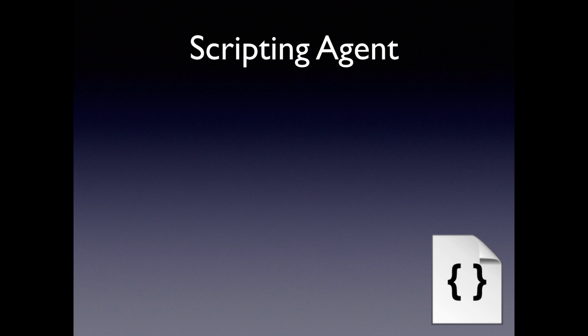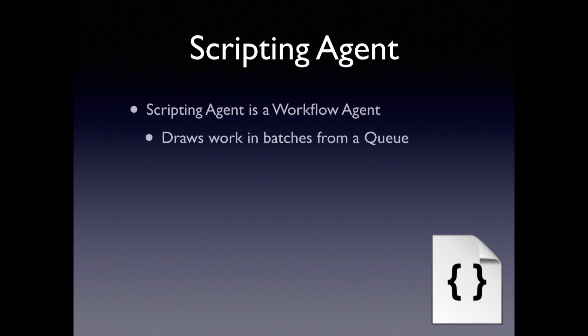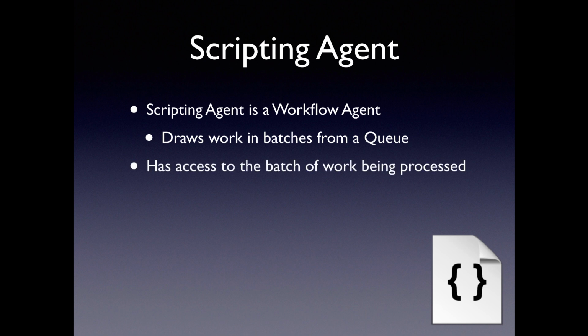Let's look now at a scripting agent. A scripting agent is a workflow agent. As a workflow agent, it draws work in batches from a queue, does its processing on it, and then forwards it on to the next queue for continual work in the workflow. The difference here is that a scripting agent actually has access to the batch of work that's being processed, unlike with a report. The scripting agent does have access to the batch.